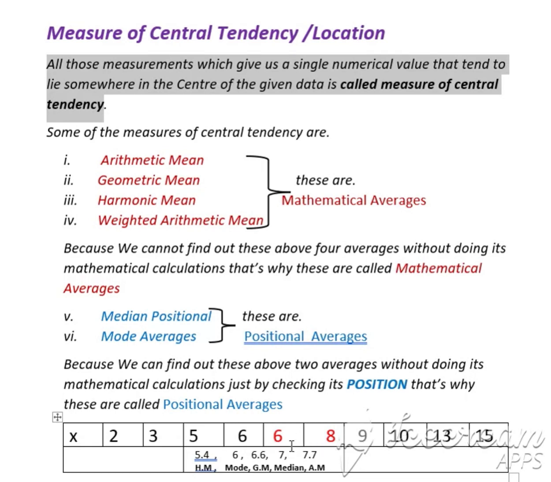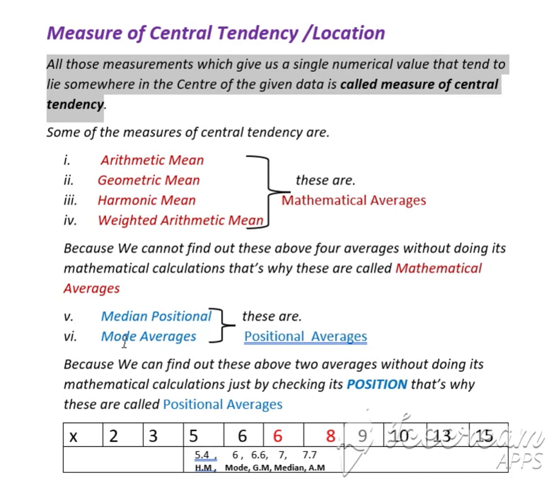So what is the median? Just find the middle of 6 and 8, which is 7. Just by adding these two and dividing by 2, you will get 7. You don't need any mathematical calculation, just check the exact center. The exact center of these two numbers is 7. So 7 is the median.